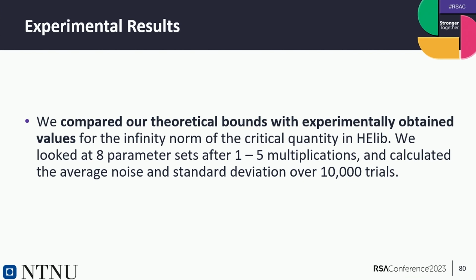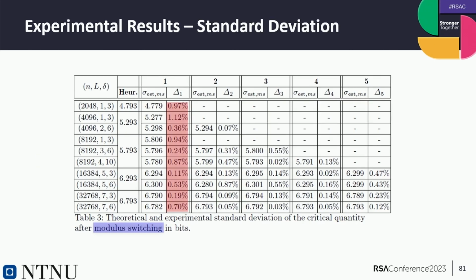So we calculated the point estimator of the standard deviation of the critical quantity through looking at 8 different parameter sets over 1 to 5 multiplications and 10,000 trials in HElib. And so this is an example of the results that we got after modulus switching. The first column here has the parameter sets that we looked at. The first one is the ring dimension. The second one is the multiplicative depth that allows this parameter set. And then the second column is our theoretically obtained standard deviation in bits. And the third column is our experimentally obtained, so the point estimator of the standard deviation in bits.